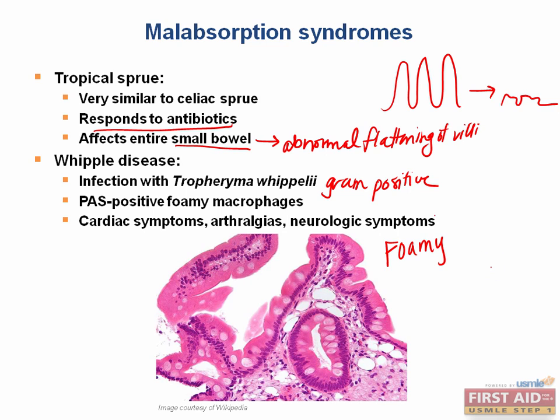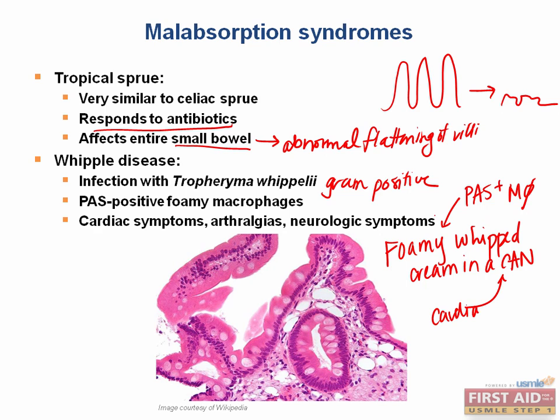The mnemonic "foamy whipped cream in a can" can help you. Foamy, meaning think of foamy PAS-positive macrophages, and can, or C for cardiac, A for arthralgias, and N for neurological symptoms. On the exam, if you see a positive PAS stain, think of Whipple disease, as a PAS stain is only positive in a relatively small subset of other diseases. Assume the patient will be a middle to older-aged white male.